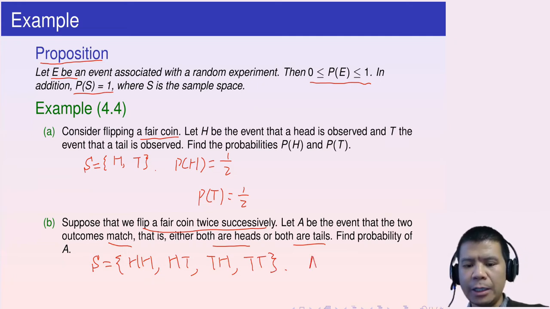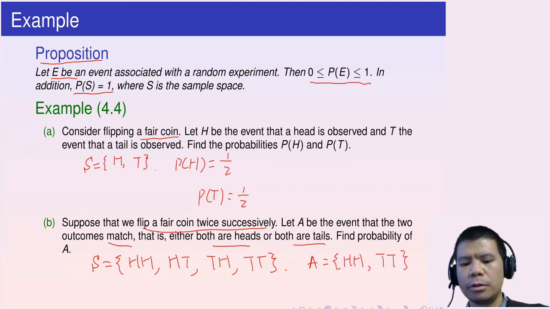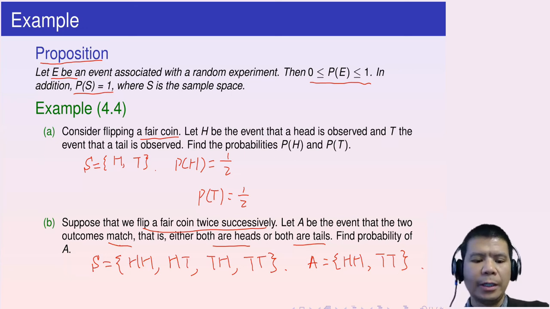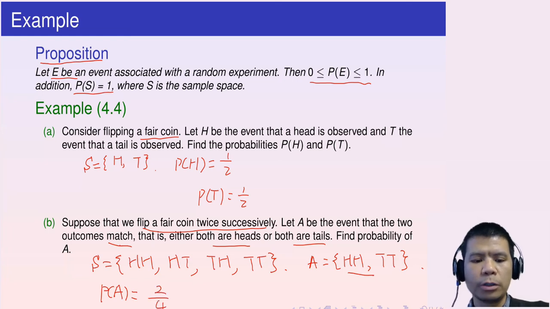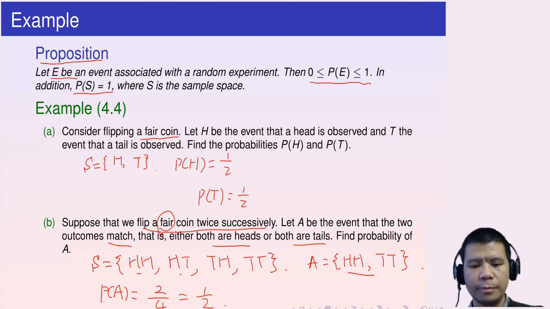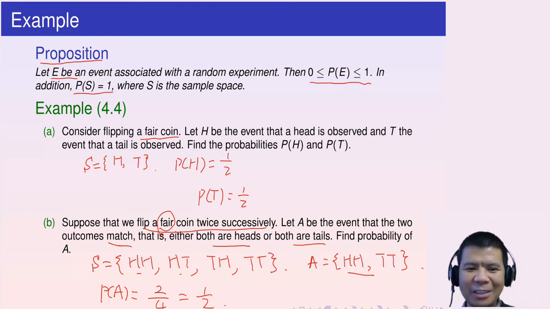Now my event A is the event that the two outcomes match, so either two heads or two tails. So what is the probability of A? There are two out of four, right? Two out of four, because it's a fair coin, so they are equally likely. So 2 out of 4, which is 1/2. Now you can see that the probability can be easily found for certain events.